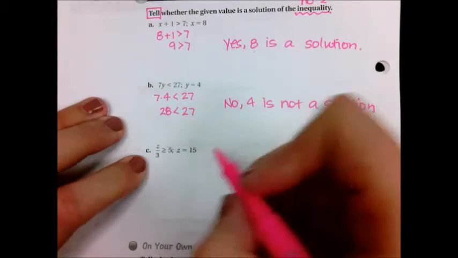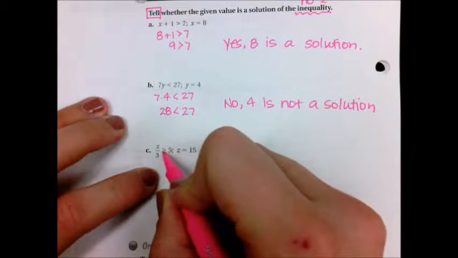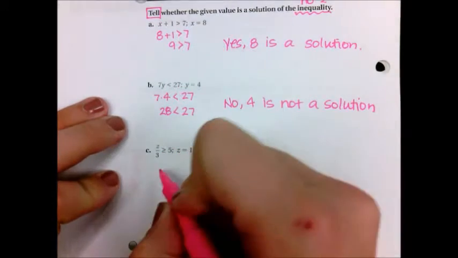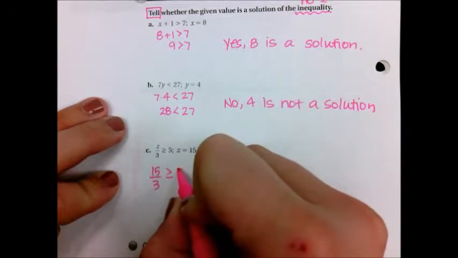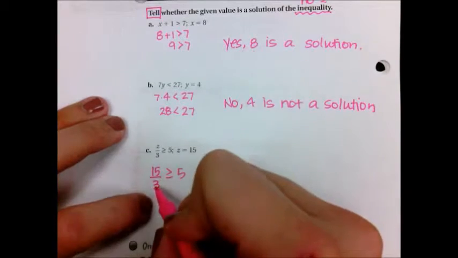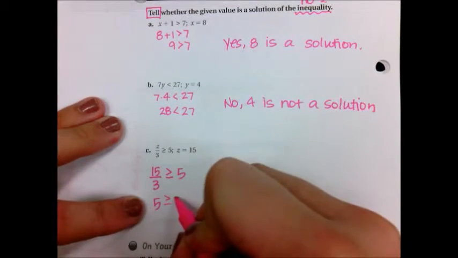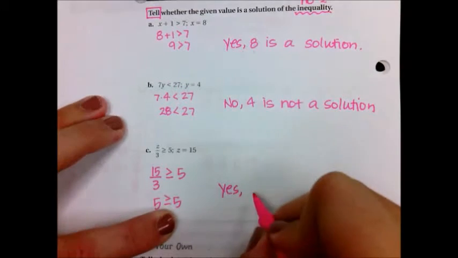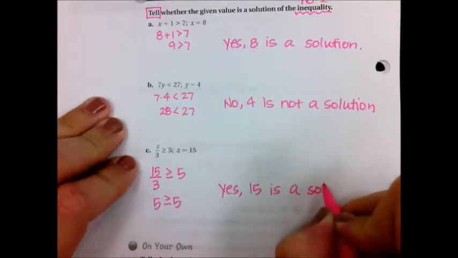C is a fraction. z divided by 3 is greater than or equal to 5. They want us to see if that's true when z equals 15. So 15 over 3, is that greater than or equal to 5? 15 over 3 just means 15 divided by 3. Is 5 greater than or equal to 5? Yes. 5 is equal to 5. So yes, 15 is a solution.